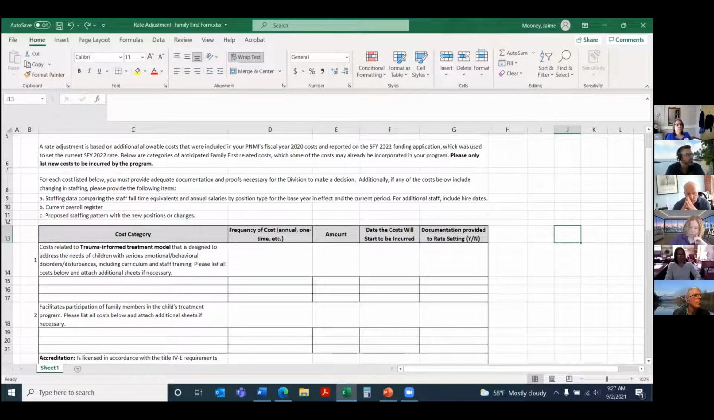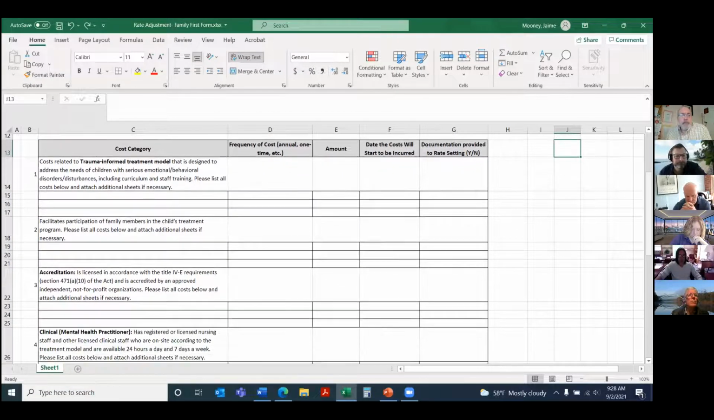So next we discuss that for each cost listed below, you must provide adequate documentation and proofs necessary for the division to make a decision. And additionally, again, if any costs below include changes in staffing, we ask you provide the following items, which is similar to the other form: staffing data comparing the staff full-time equivalents and annual salaries by position type for the base year in effect and the current period. And then again, for additional staff, include hire dates. We also like to see the current payroll register, and then the proposed staffing pattern with the new positions or changes.